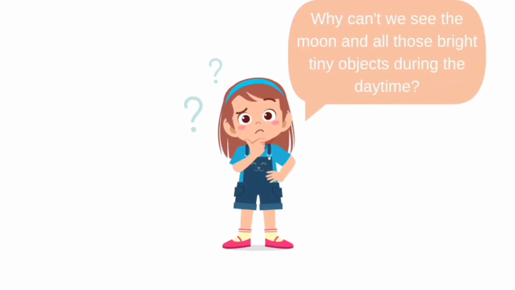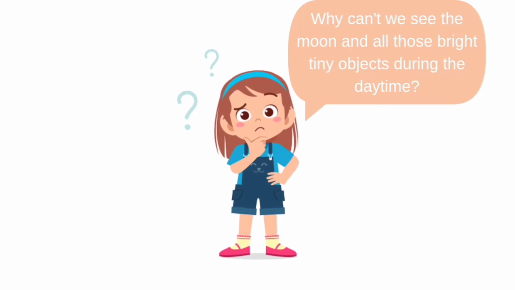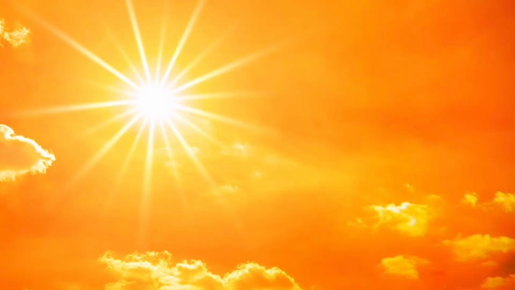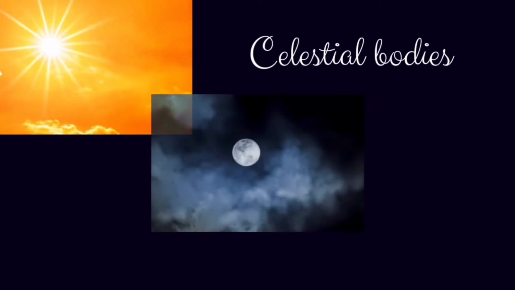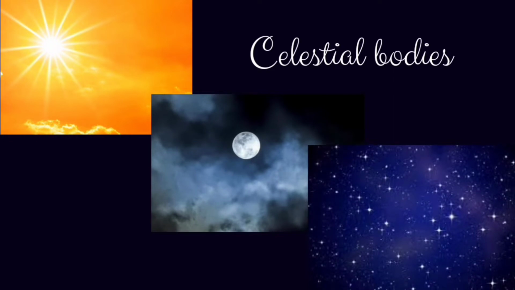But why can't we see the moon and all those bright tiny objects during the daytime? It is the sun that hinders this night sight. Due to its brightness, we cannot see these objects during daytime. The sun, the moon, and all those objects shining in the sky are called celestial bodies.